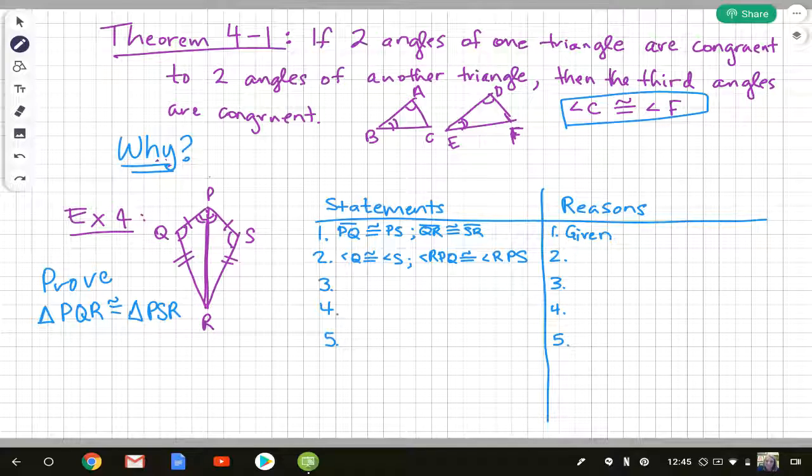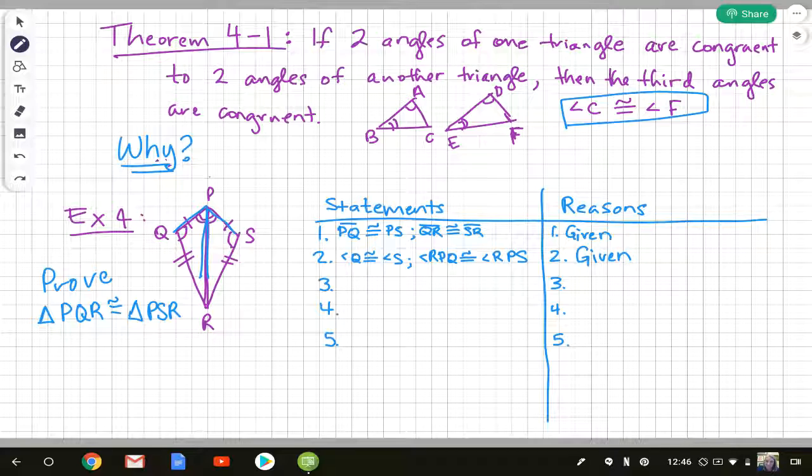The second statement I have, angle Q is congruent to angle S. That is also given. They've drawn the picture to show me that those two angles are congruent. And also the same thing for angle RPQ, which is this angle, is congruent to angle RPS, which is the other angle that they marked with two lines. So both of those reasons for the first two statements would be given.